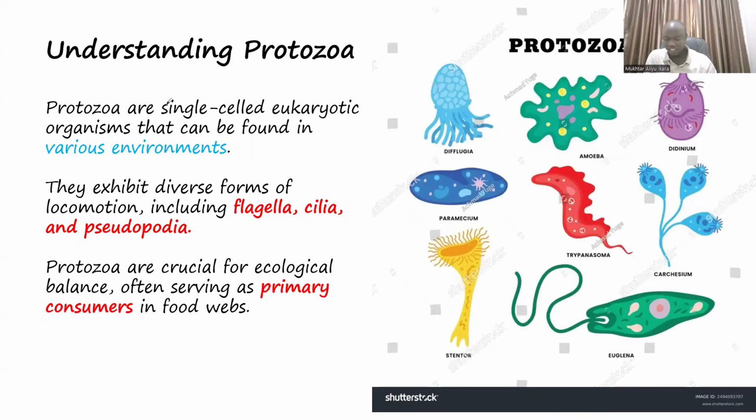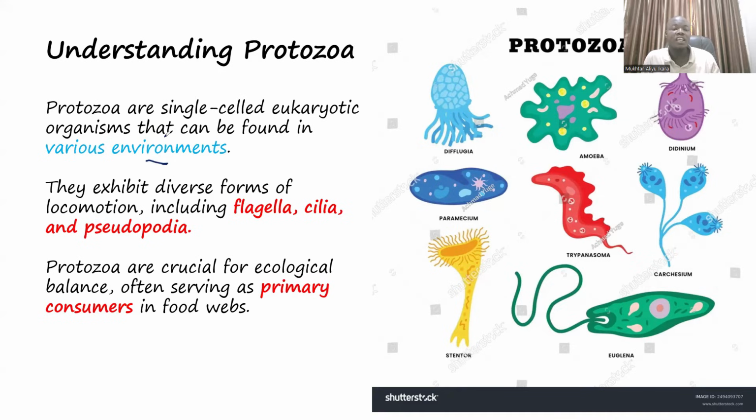So let's start with the Protozoa. Protozoa are, for the most part of their life, unicellular. So protozoa are single cell eukaryote organisms. They are eukaryotes, which means that they have a nucleus and membrane-bound organelles, but they are single cell. It means that they have only one cell. That is why they are called single cell eukaryote organisms. And they are found in various environments. You can find them in many environments. That is why they are called unicellular: they are single cell organisms and they have only one cell.